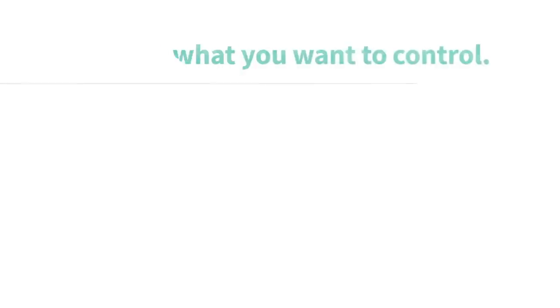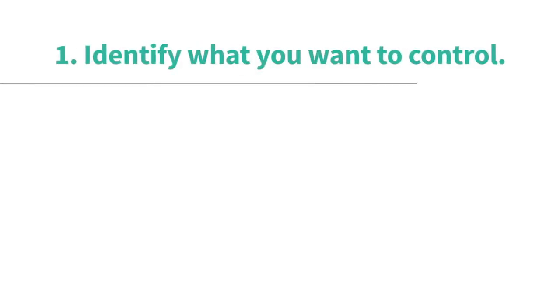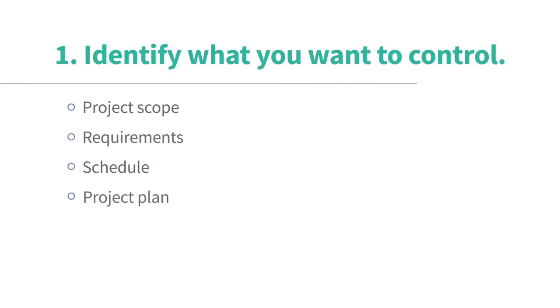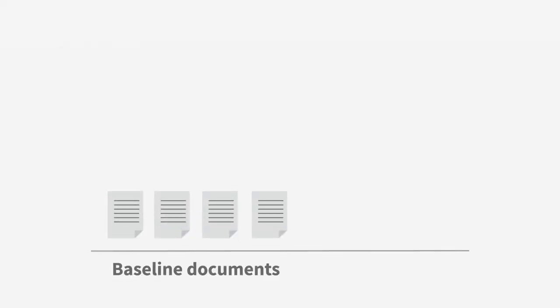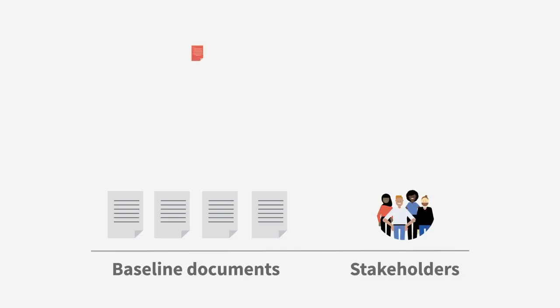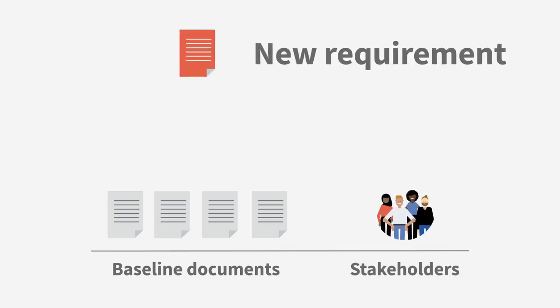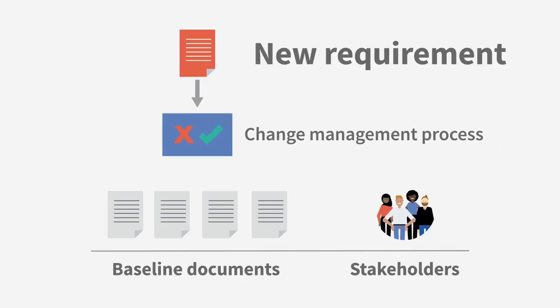sense. First, you identify what you want to control, like the project's scope, requirements, and the schedule, or perhaps the entire project plan. The versions you control are called baseline documents. The list of project requirements approved by the stakeholders is your baseline. If new requirements are suggested, you use your change management process to decide whether or not to add them to the requirements list. You also need a group that reviews change requests and decides whether to approve them. It's called the Change Review Board, and it's usually made up of key stakeholders.